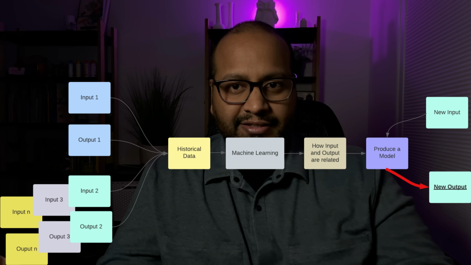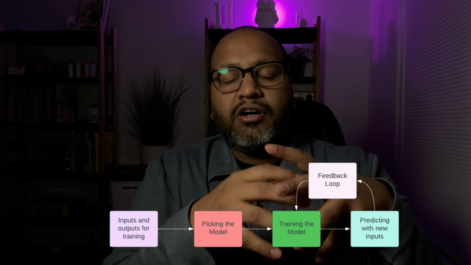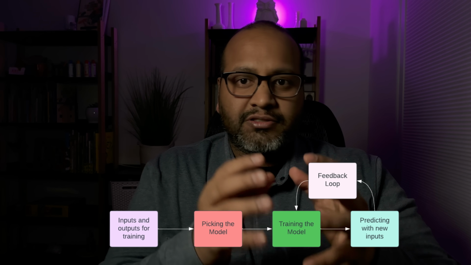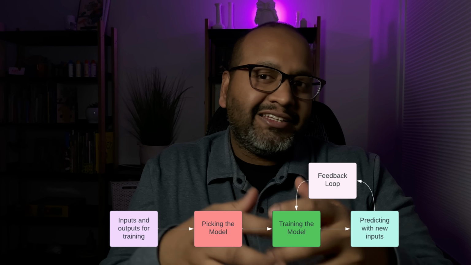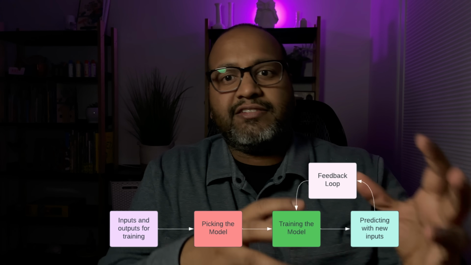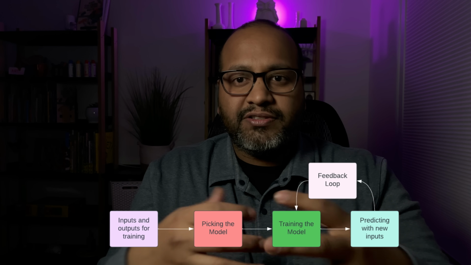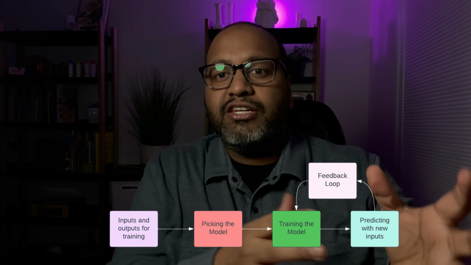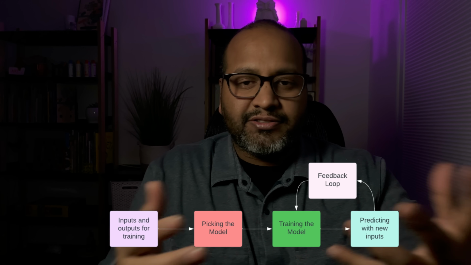Let's just take a look at the steps here. You have your historical inputs and outputs. You then pick a model. A model is nothing but a process. You train the computer to use the process to correlate those inputs and outputs, and now you can have any new output for newer inputs.